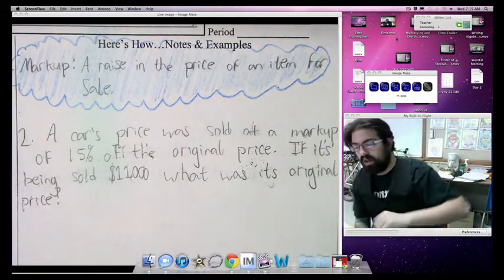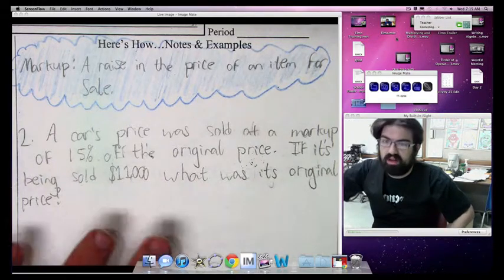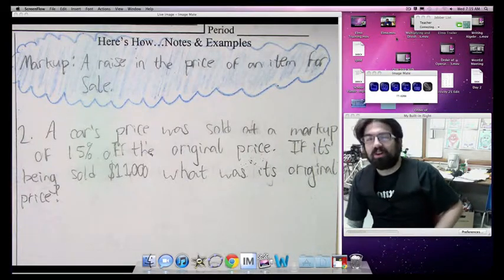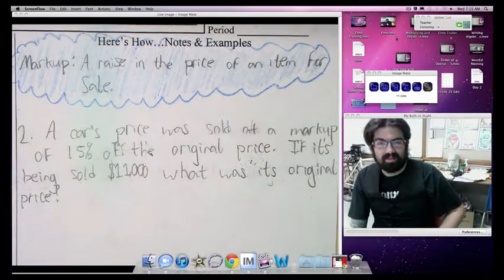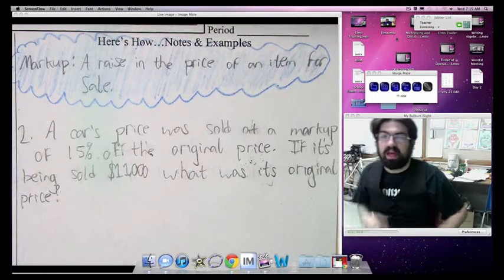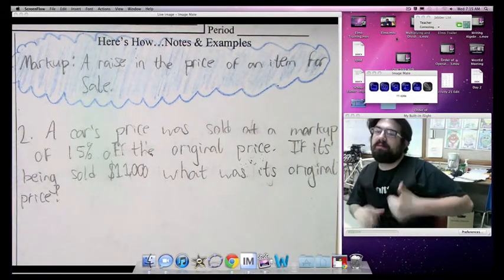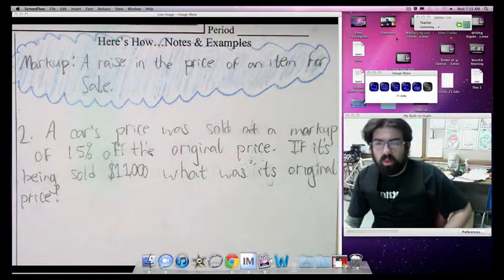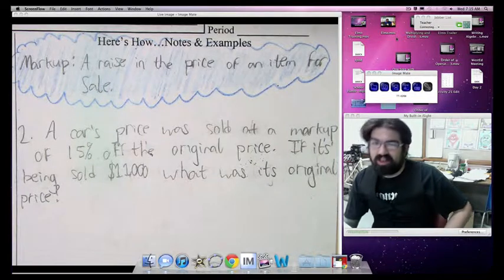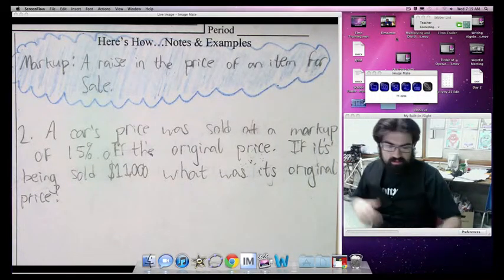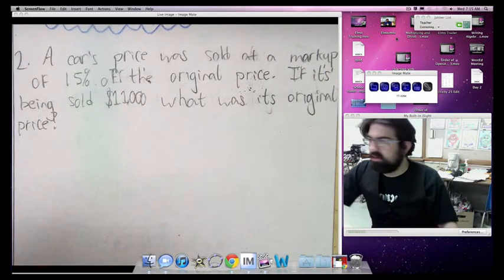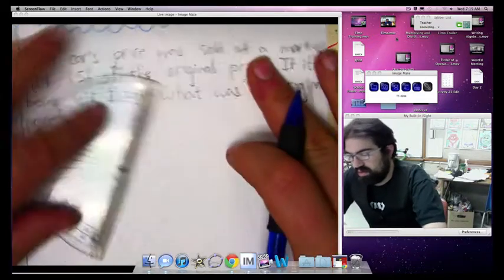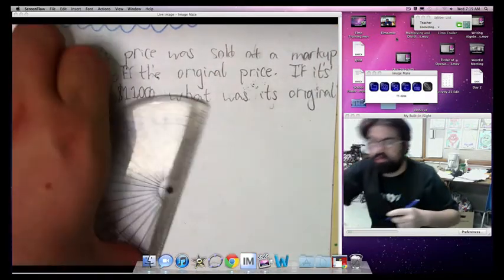So let's see. A car was sold at a markup of 15% of the original price. So they had the original price, then they increased it by 15%. If it's being sold for $11,000, what was the original price? Let's do this with that bar model again. I'll show it two ways. We'll do it with the bar model first.